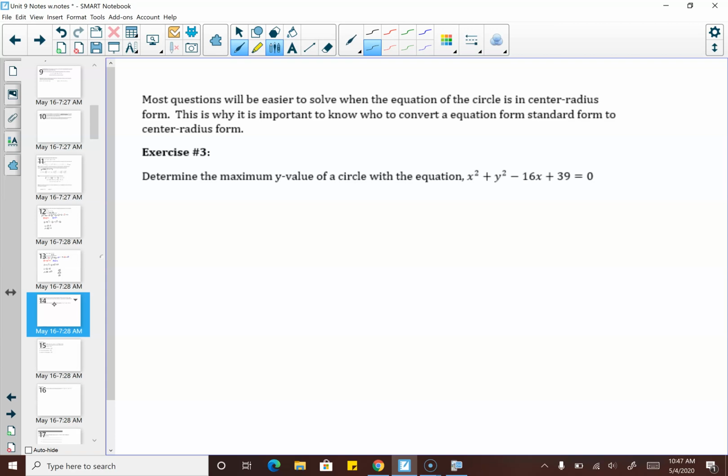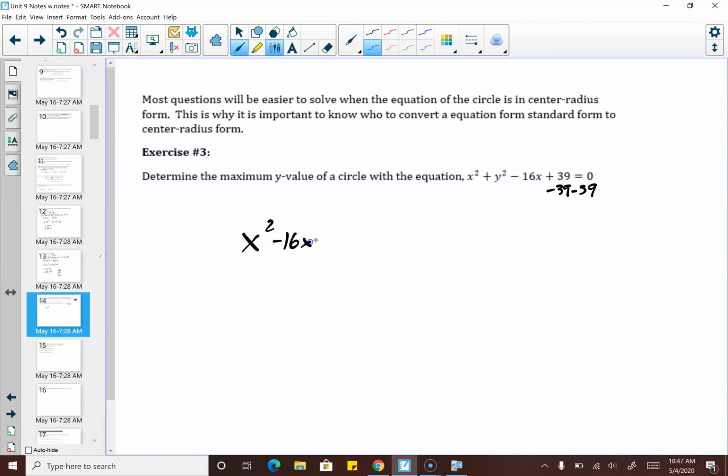Now, determine the maximum y value of the circle with the equation x squared plus y squared minus 16x plus 39 equals 0. So this is an equation in standard form, but it's got a couple extra tricks to it. We'll get to the maximum y value at the very end. The first thing is, we know we need to take our 39 and subtract it over to the other side. And we're also going to put our pieces next to each other.